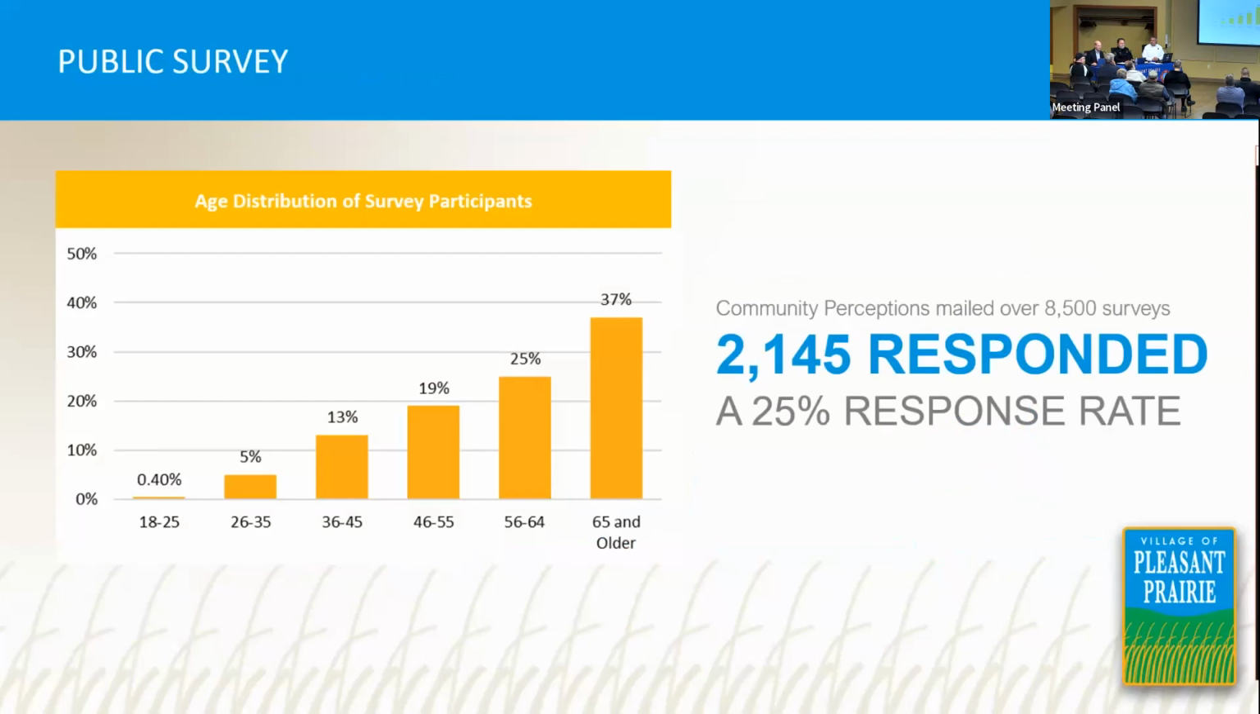With all those options, we then took and presented a survey to the general public. The village conducted a community-wide survey to determine residents' preferences for addressing public safety challenges. The village contracted with Community Perceptions in October of 2021 to conduct it. Community Perceptions mailed the paper survey to all residences within the village of Pleasant Prairie, over 8,500, as well as offered an online option through a unique survey access code, so no one would be able to duplicate, if that makes sense. The survey closed late November in 2021.